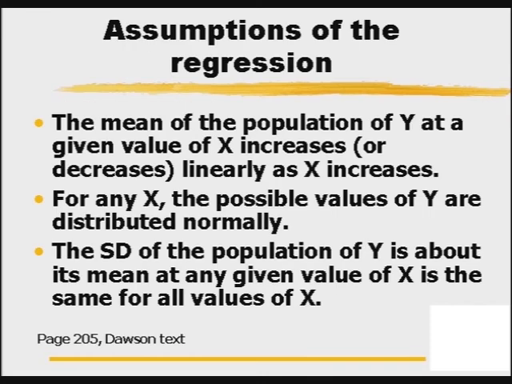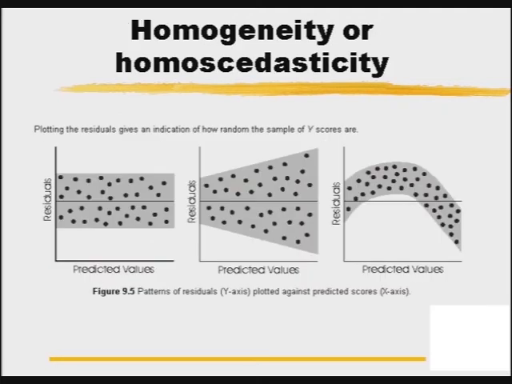And then finally, the standard deviation of the population of y about its mean at any given value of x is the same for all values of x. So in your textbook on page 205, they talk about the term homogeneity or homoscedasticity. Now this gives you a visual depiction of what we mean by homogeneity and homoscedasticity. In the far left-hand figure, you get a value where the standard deviation is about the same for each value of x, the same as it would be for any one particular value of x.